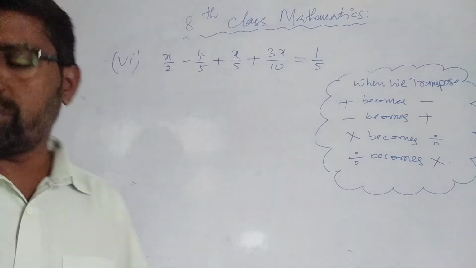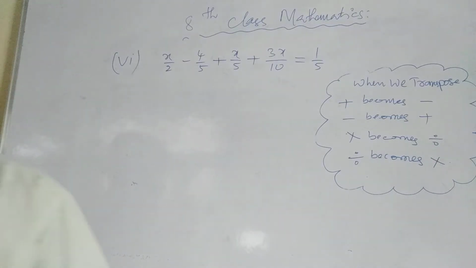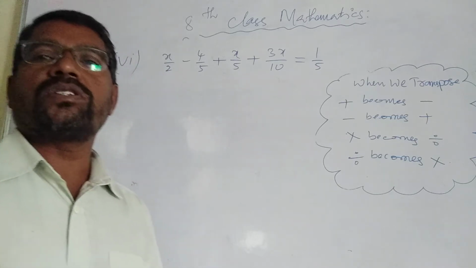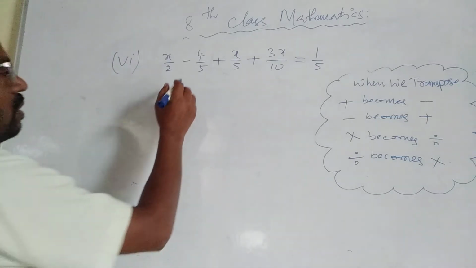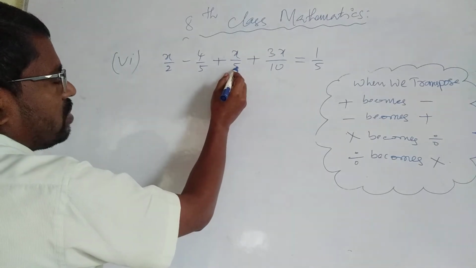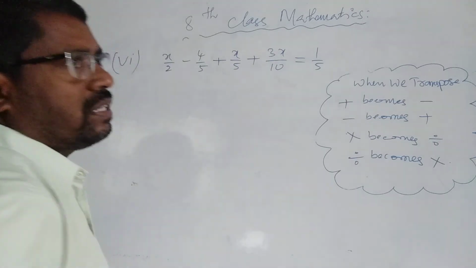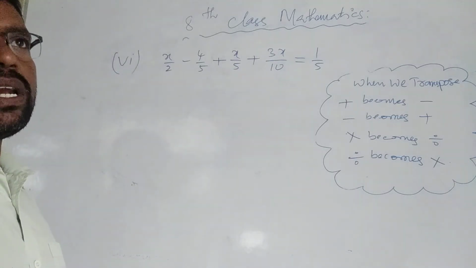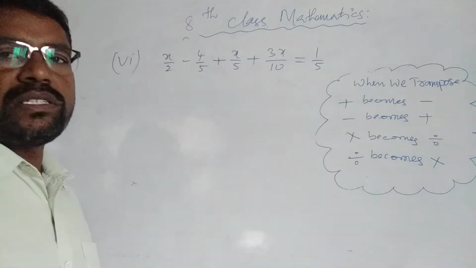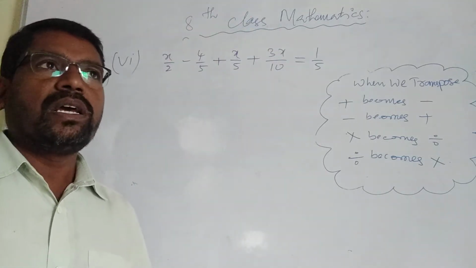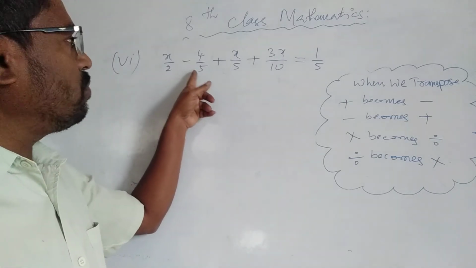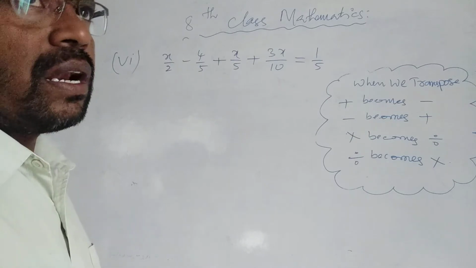Children, you should observe how many terms on the left hand side are the same terms, meaning those involving the variable. See here, this is x by 2, so x is the variable. x by 5 is also there, and 3x by 10. These three are the same terms, which we know as like terms. They are degree 1 with variable x. So the remaining part we can transpose to the right hand side. What is there here? The constant minus 4 by 5. This minus 4 by 5 I want to send to the right hand side.